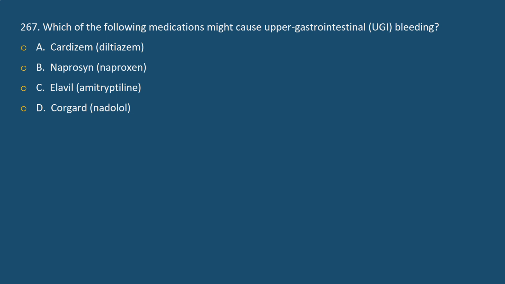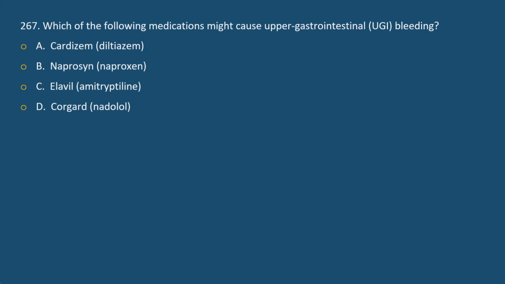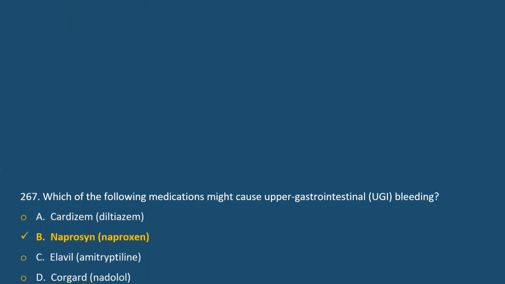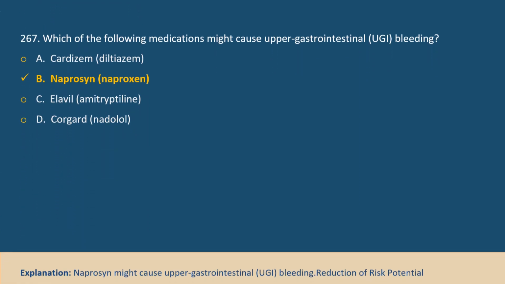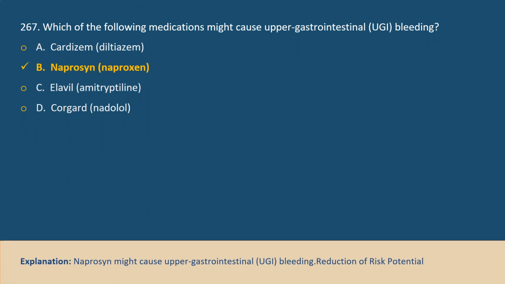Question 267. Which of the following medications might cause upper gastrointestinal UGI bleeding? A. Cardizem, B. Naproxen, C. Elavil, D. Colace. Answer B. Explanation. Naproxen might cause upper gastrointestinal UGI bleeding. Reduction of risk potential.